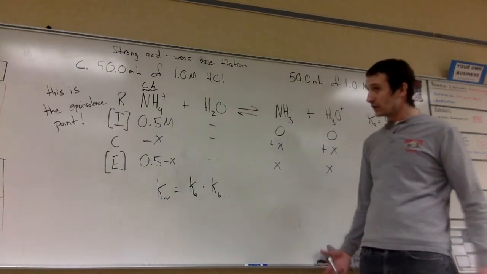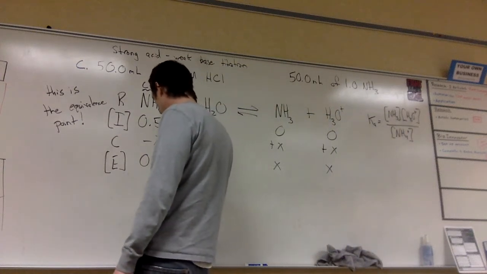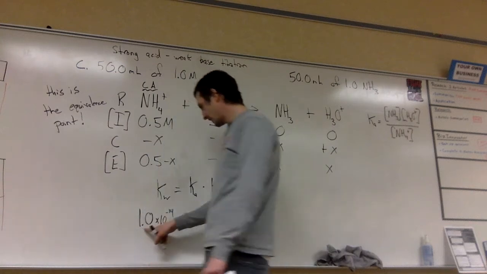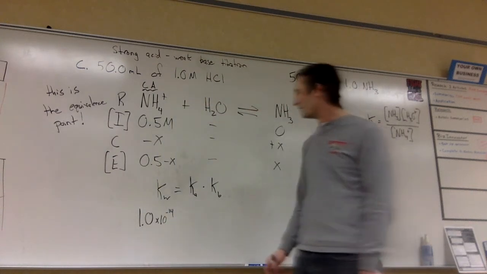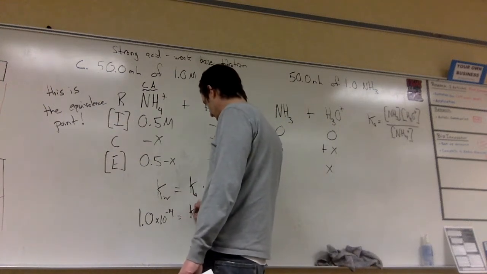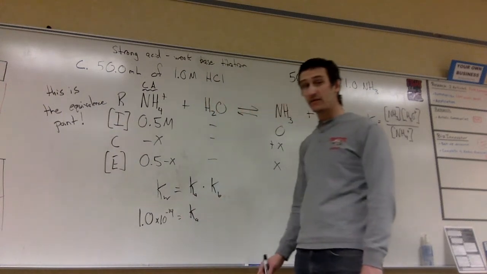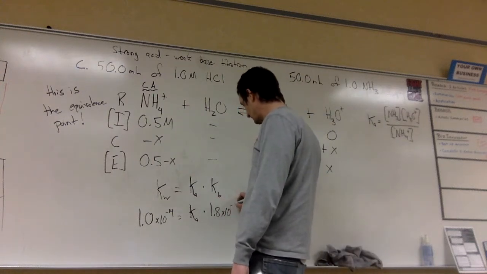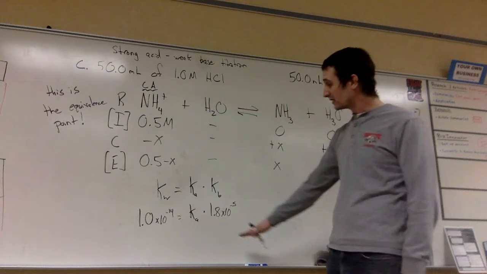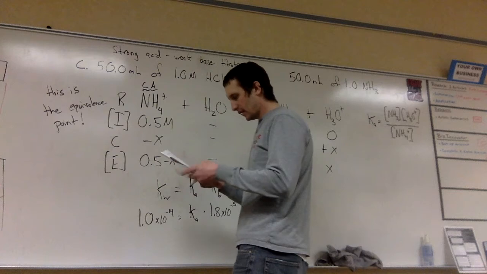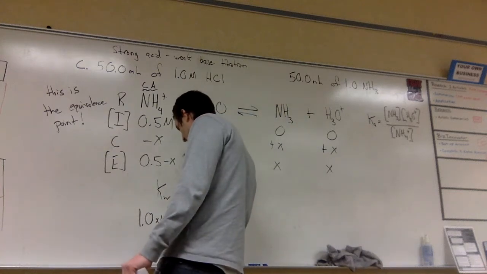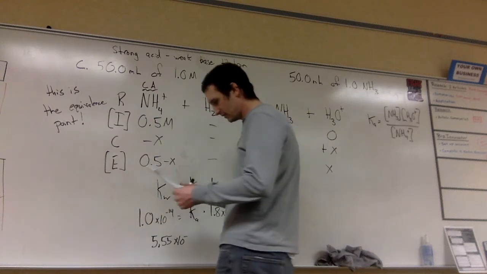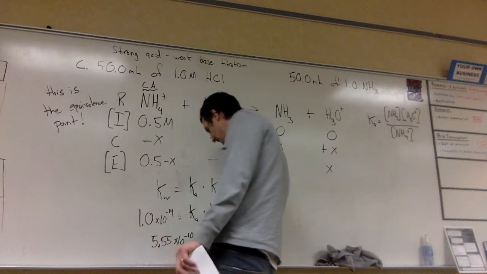And we know Kw because it's always the same. It's the autoionization of water. By the way, this number, I believe, is given on the AP reference sheet. And this problem gave us Kb, so that was 1.8 times 10 to the minus 5th power, which means when I solve for Ka, I got 5.55 times 10 to the minus 10th for Ka.